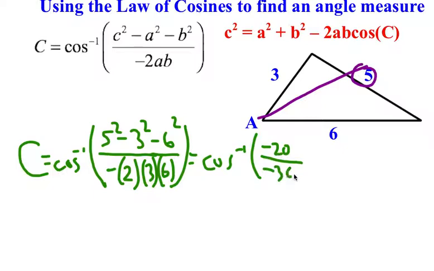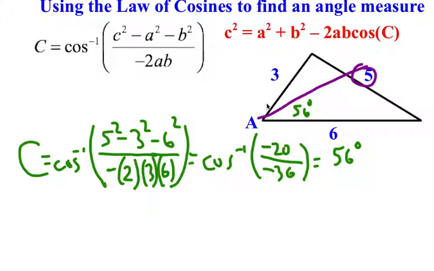Little reality check. In order to find the cosine inverse, you have to be taking the cosine inverse of a number less than 1. And 20 divided by 36 will certainly fit that category. So when you do take the cosine inverse of negative 20 divided by negative 36, you get 56.251, or let's call it 56 degrees. So that means that this is 56 degrees.